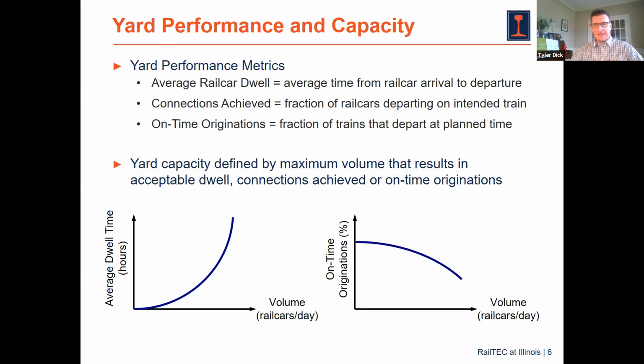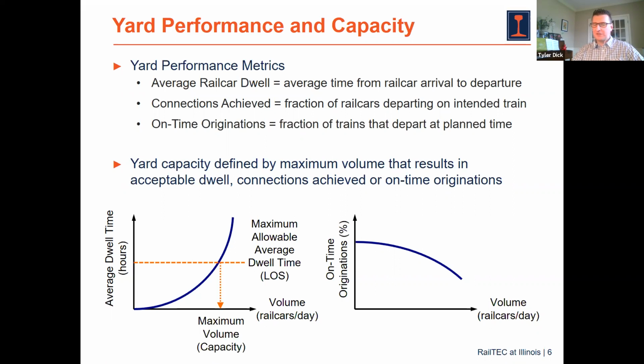And the same way we do this on the main line, we can also define yard capacity by setting a maximum limit on these performance metrics and looking at the volume in railcars per day moving through that yard. So we tend to see an exponential increase in dwell time for a given volume. We set a maximum allowable average dwell time, and we can convert that into a maximum volume for that yard. Similarly, we have a decay in on-time originations as our volume increases, and we could use that to also define our maximum volume and capacity for our yard. So those are two sets of independent performance metrics that we have for main lines and yards.